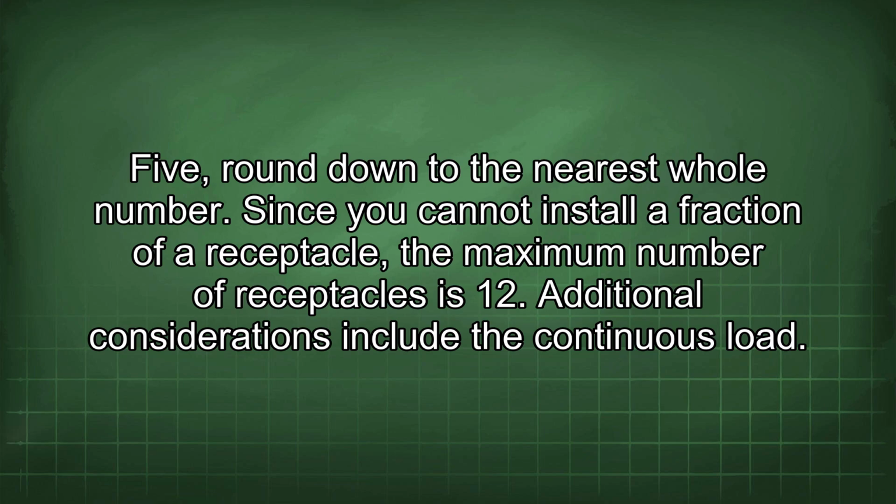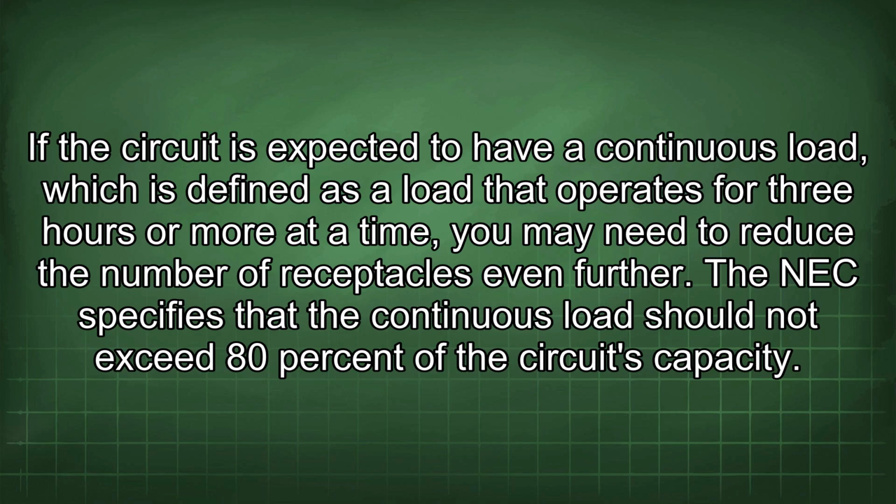Additional considerations include the continuous load. If the circuit is expected to have a continuous load, which is defined as a load that operates for 3 hours or more at a time, you may need to reduce the number of receptacles even further. The NEC specifies that the continuous load should not exceed 80% of the circuit's capacity.